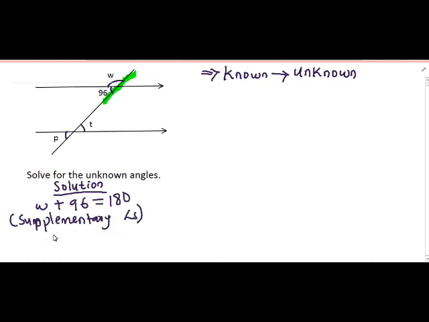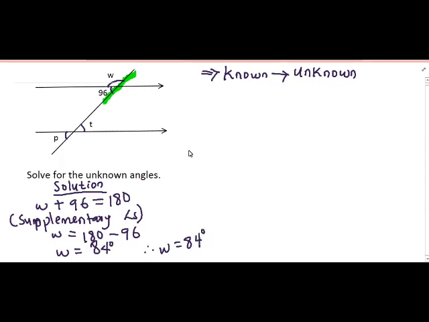So collect like terms here. Basic skills of algebra: W equals 180 minus 96. And what would that be giving us? 180 minus 96. Okay. And then 17 minus 9. What would that be giving us? 17 minus 9 would be giving me 8. Okay, so 84 degrees. Therefore, W gives us 84 degrees.